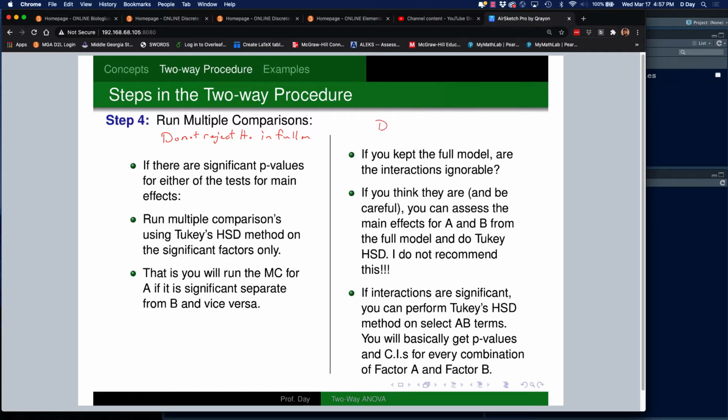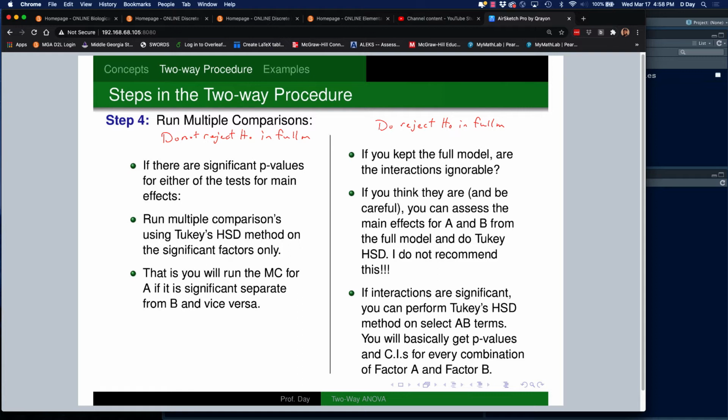If we do reject the H0 in the full model, and you kept the full model, are the interactions ignorable? This is where making that interaction plot comes in handy. If there's definitive crossing, like we saw in the fourth plot on that slide earlier, they're not ignorable. We can't ignore that. But if they're only crossing slightly, it's not as bad. When the lines are almost perpendicular to each other, that's pretty bad. That's a big interaction.